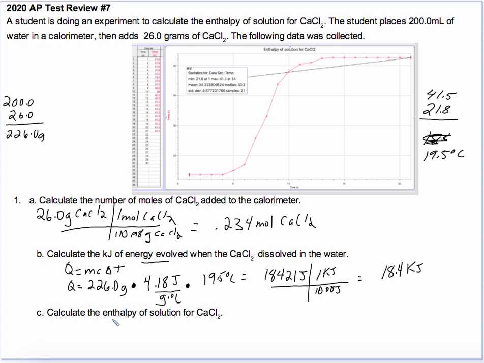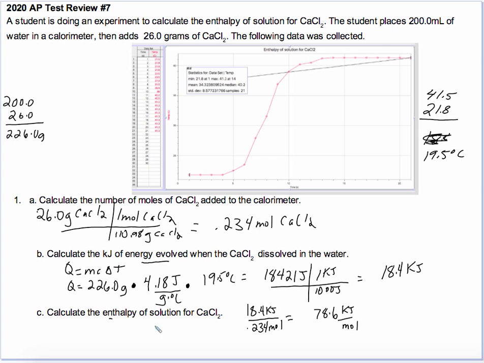All right. Now, then it wants the enthalpy of solution. Okay, now I didn't put in here, but usually they want that in kilojoules per mole. So you take the kilojoules that were evolved, 18.4 kilojoules, and you want to divide that by the moles of the chemical that you put in it. So you're going to divide that by 0.234 moles. And if you do that, you end up getting 78.6 kilojoules per mole.